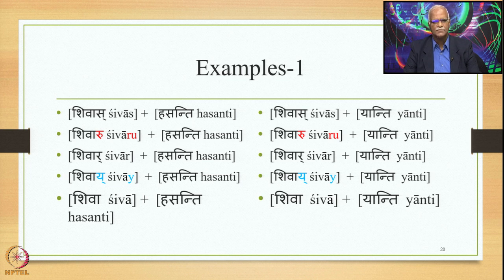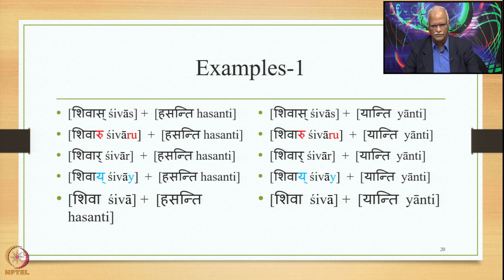First is Shivas plus Hasanti, where ha follows sa. Sa appears at the end of the pada, so sasajushoruhu applies, and then we get Shivaru plus Hasanti. Then ru gets substituted by ya, so we get Shivaya plus Hasanti by the sutra Bhobhagvagho Apurvasya Yoshi. And then this ya gets deleted permanently, and so we get only one form, Shiva Hasanti.